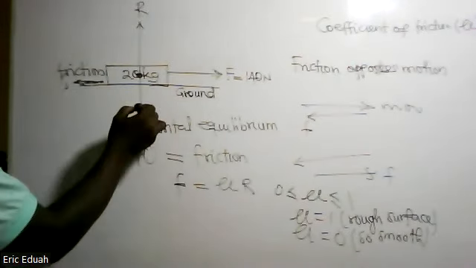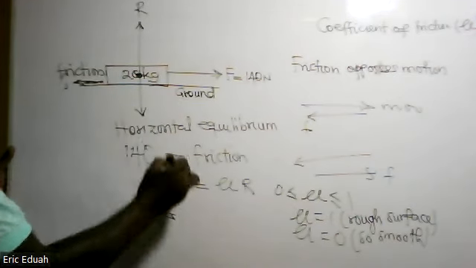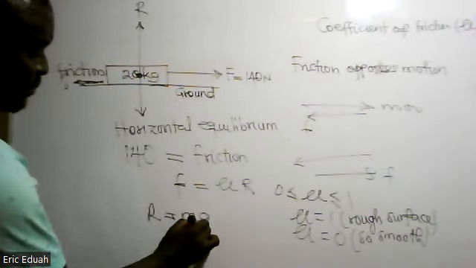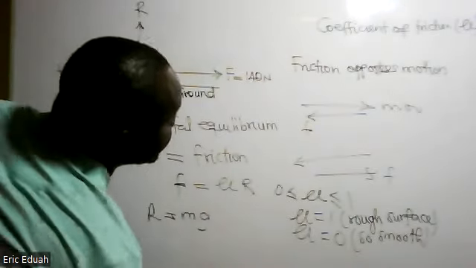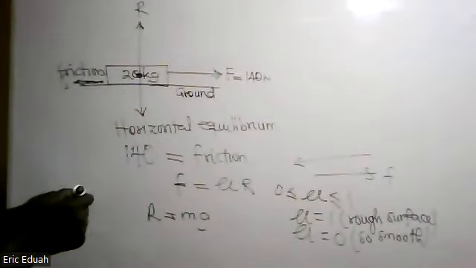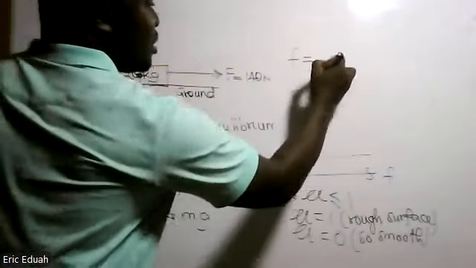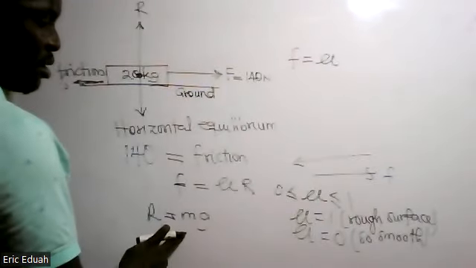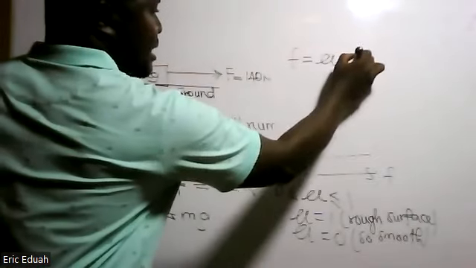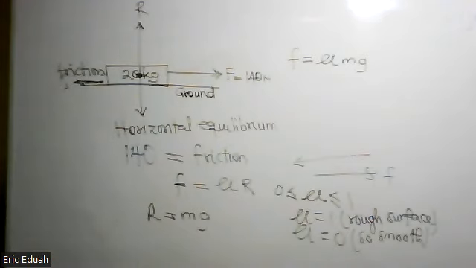And how did we calculate the reaction here? This reaction, we say, is balanced by the weight. So R is equal to mg. Therefore, if R is equal to mg, then frictional force is equal to the coefficient of friction times mass times gravity, because R is equal to mg. Please, are we okay?